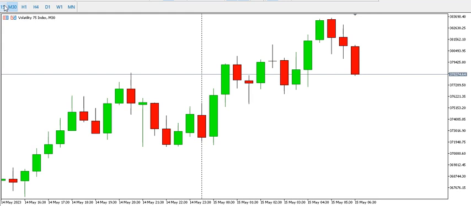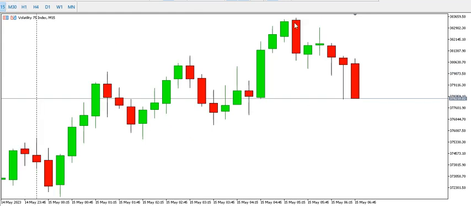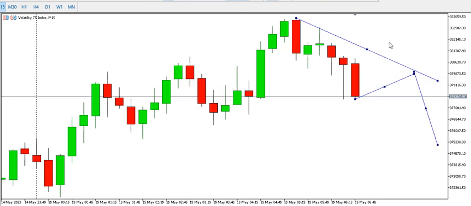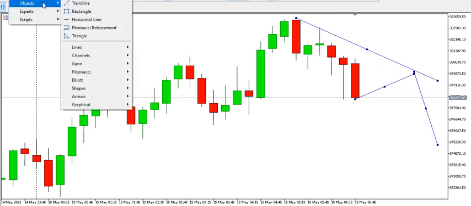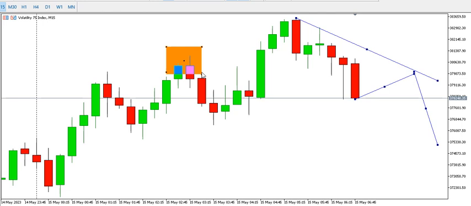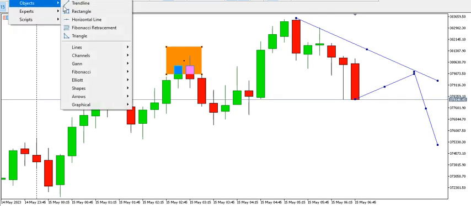Let's look at the 15 minutes time frame. Volatility 75. You can see the bears are stepping in. And we already have a descending trend line. Further respect of this descending trend line might send price down, and we might be having something like a head and shoulder pattern, which is a reversal pattern. This is the left shoulder. This is the head.